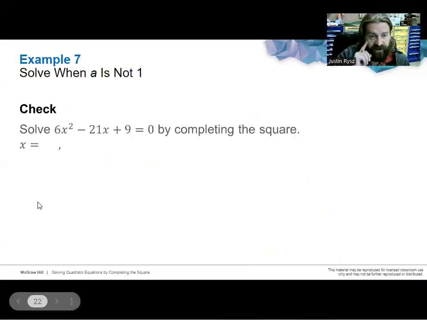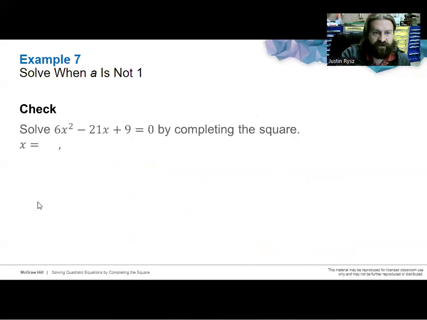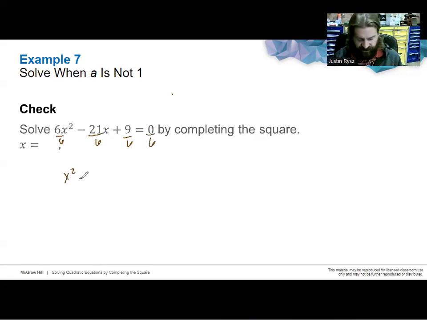So why don't you guys pause this video and see if you can get this next problem here. All right, this one should be fun. We've got to divide everything by 6. And we would get x squared minus, I'm going to reduce that fraction, 21 divided by 6 is 3.5 or 7/2, and plus 9 divided by 6 is 3/2, equals 0.